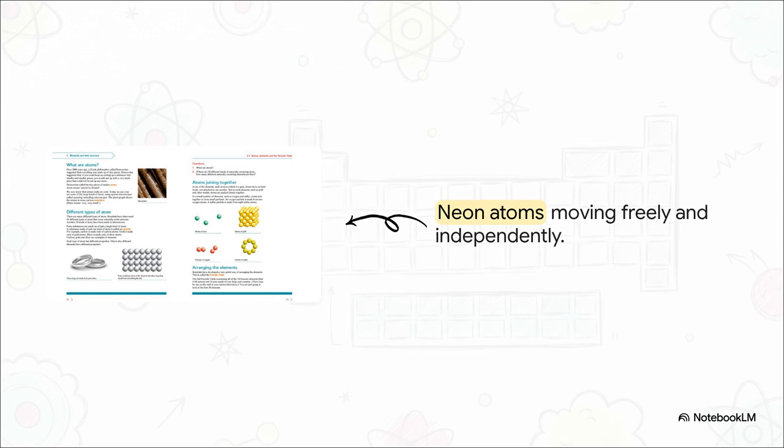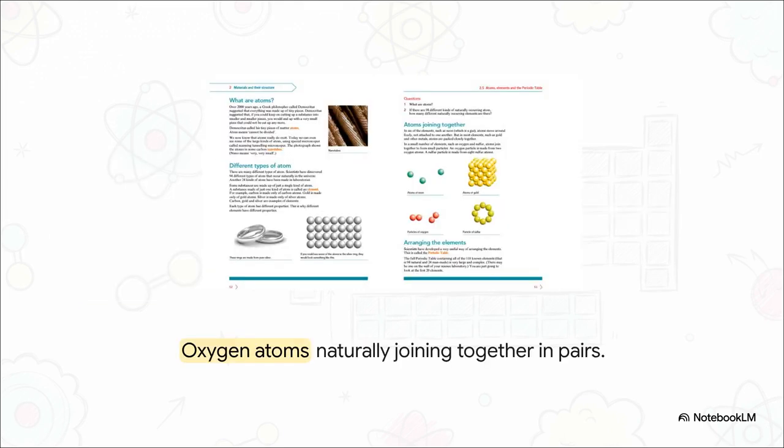They aren't attached to one another at all. They just kind of bounce around independently, keeping entirely to themselves. On the flip side, some elements are what I like to call buddy atoms. They naturally join together to form small particles. Take oxygen, for example. The oxygen you are breathing right now isn't floating around as single, lonely atoms. It pairs up tightly 2 by 2 to form a single oxygen particle.